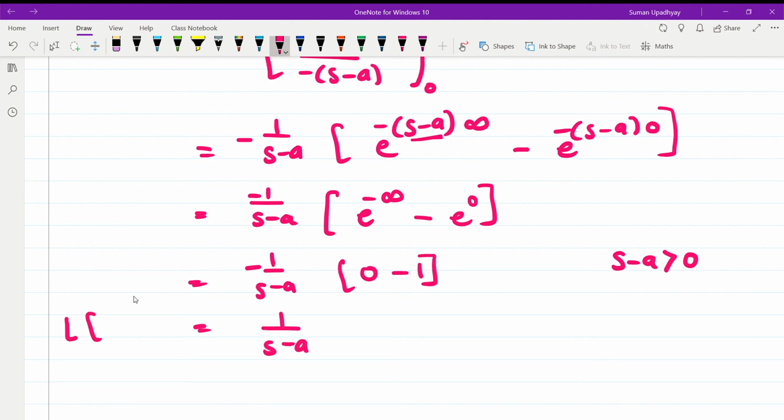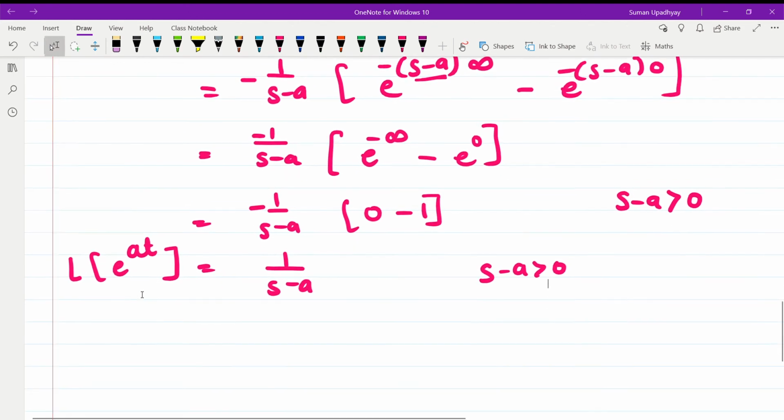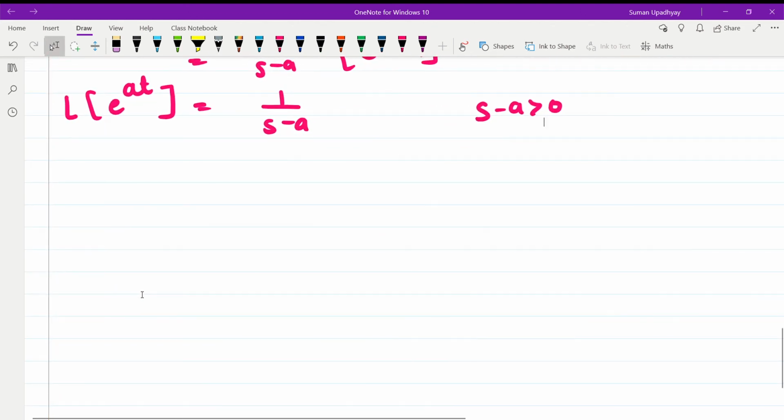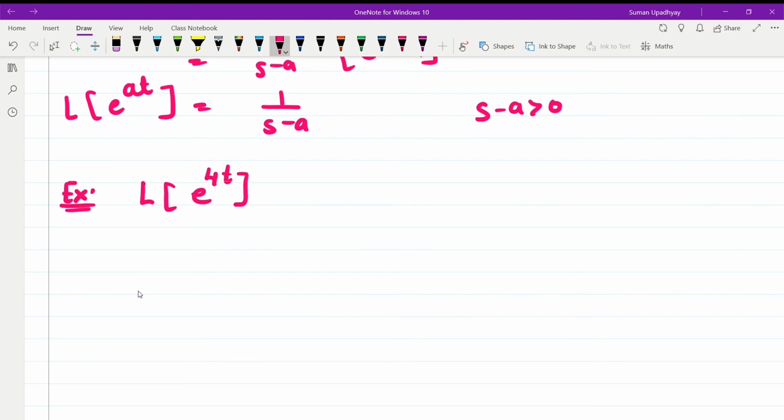Therefore, we got Laplace transformation of e raised to at as 1 upon s minus a, where s minus a should be greater than 0. So, the Laplace transformation of 1 we got 1 upon s, Laplace transformation of e raised to at we got as 1 upon s minus a. So, let us see an example of how we can use this in solving the problem of Laplace transformation. In place of a, you can be given Laplace transformation of e raised to 4t, so its answer will be 1 upon s minus 4.